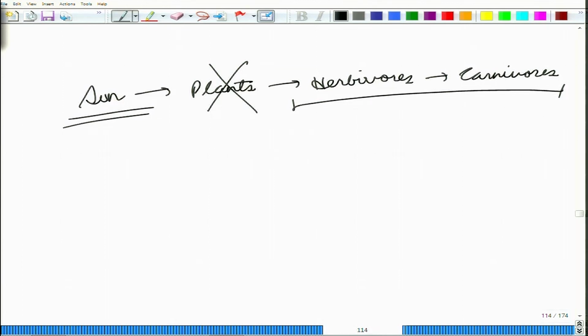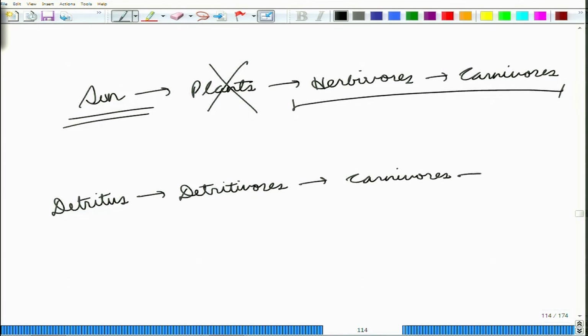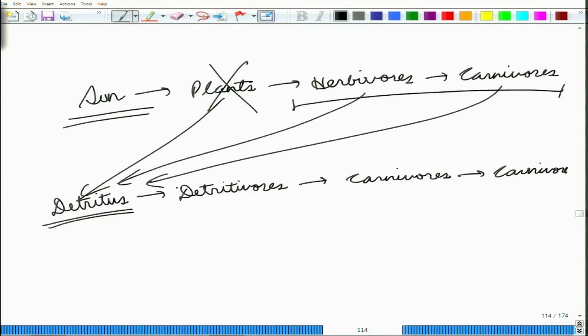Now, even in the case of detritus food chains, we have detritus, which is fed upon by detritivores, which are then fed upon by carnivores, and then the next higher level carnivore and so on. Even in this case, the detritus is coming from the plants or the herbivores or the carnivores or other parts of this food chain.